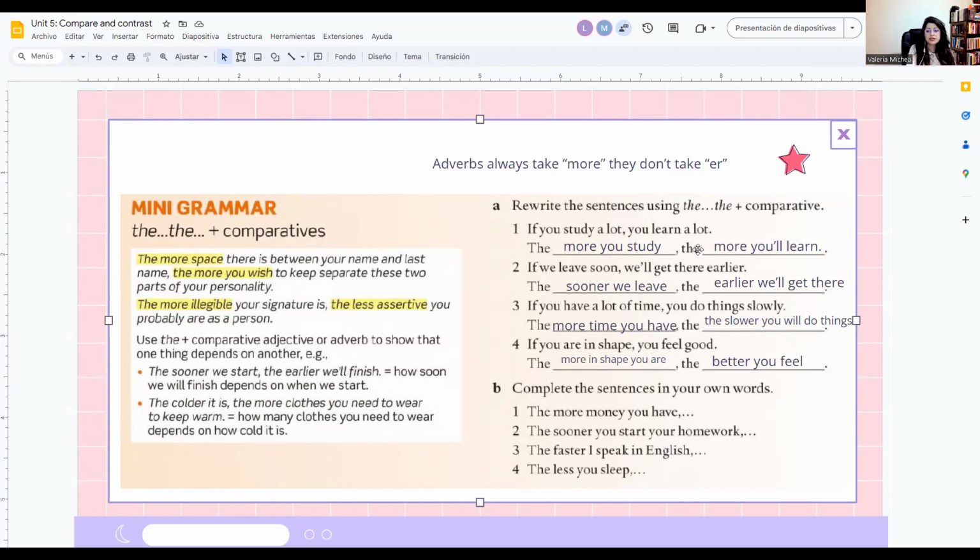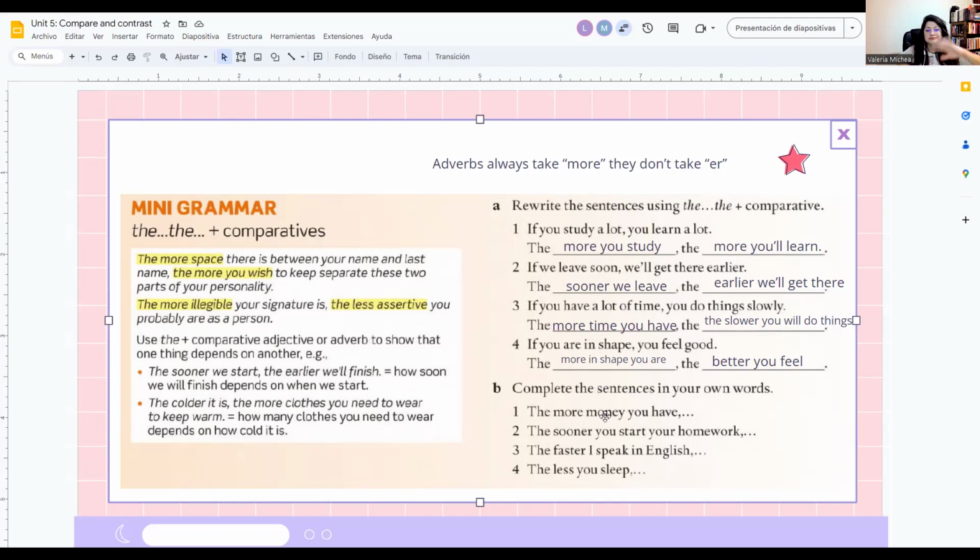For example, the more you study, the more you learn. The sooner we leave, the earlier we'll get there. The more time you have, the slower you will do things. The more in shape you are, the better you feel, right? So, for example, in the last sentence, how you feel depends on how in shape you are. I'm not sure if that's true, but that's the example that we created in class. All right, so one thing depends on the other. That's the fourth way in which we can make comparative sentences that we had a look at last class.